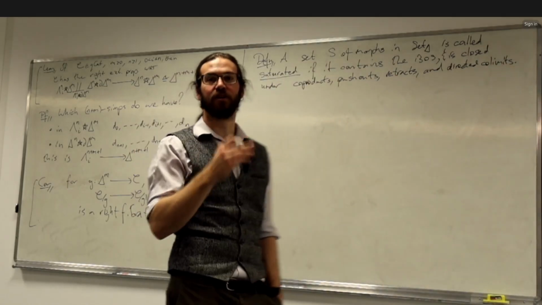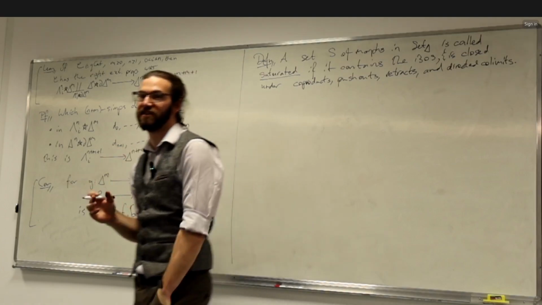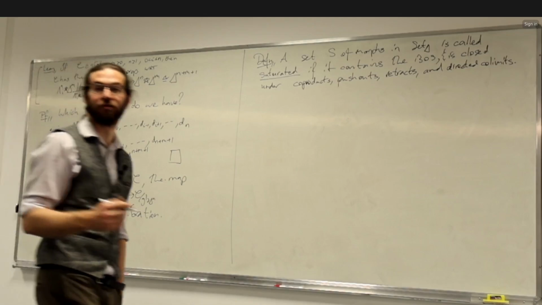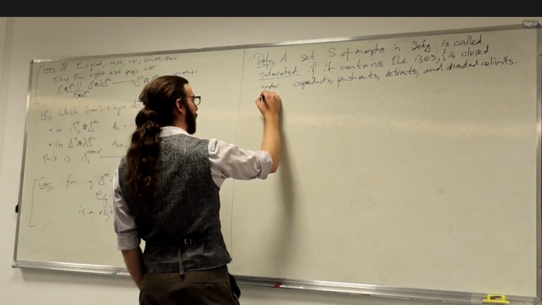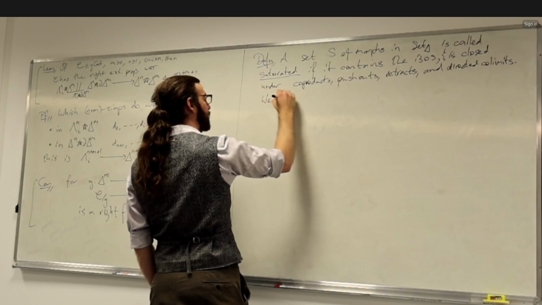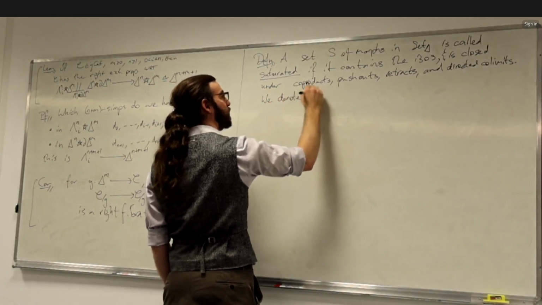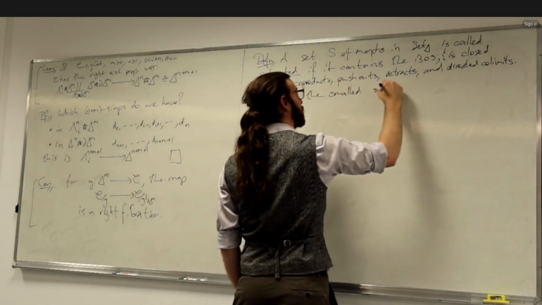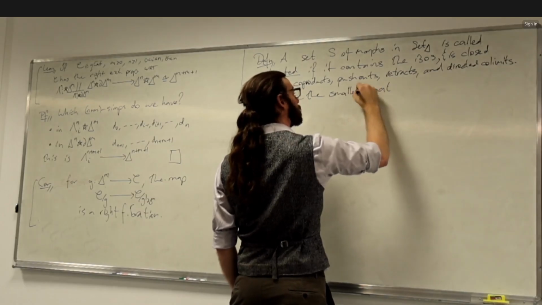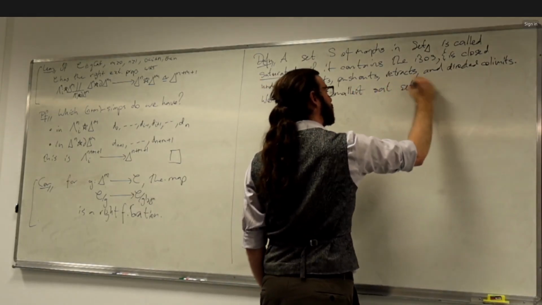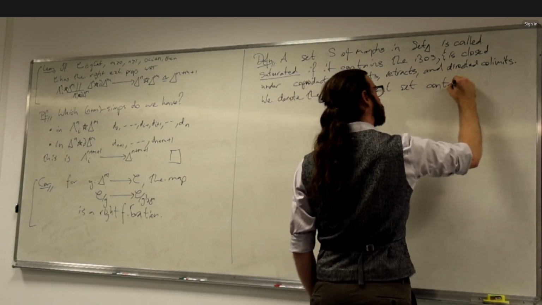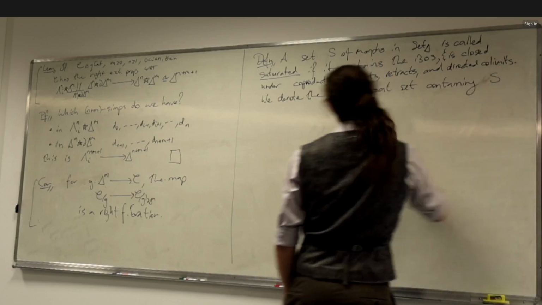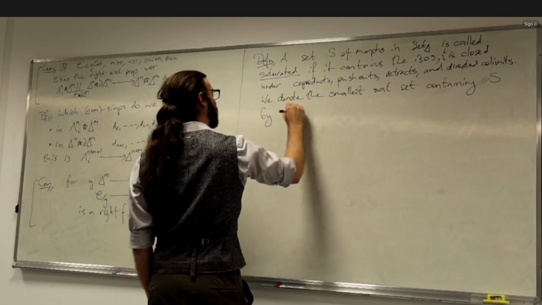I should say directed colimits, closed under directed colimits, that's sometimes called closed under infinite composition or closed under countable composition. We denote the smallest saturated set containing S by S bar.